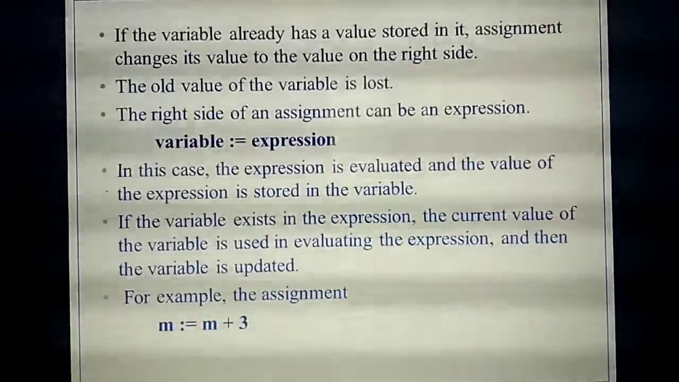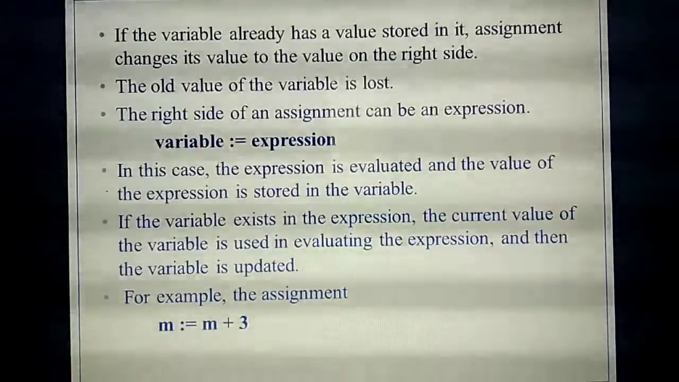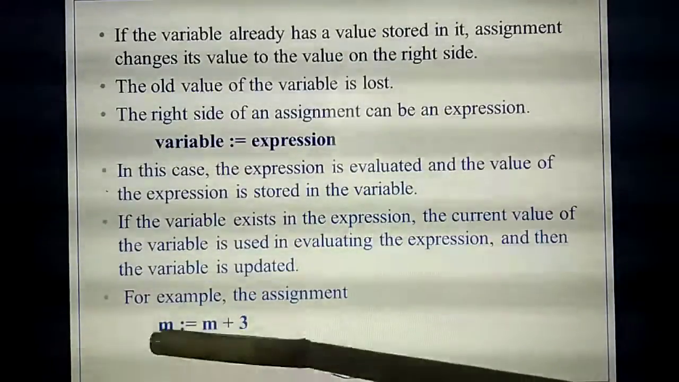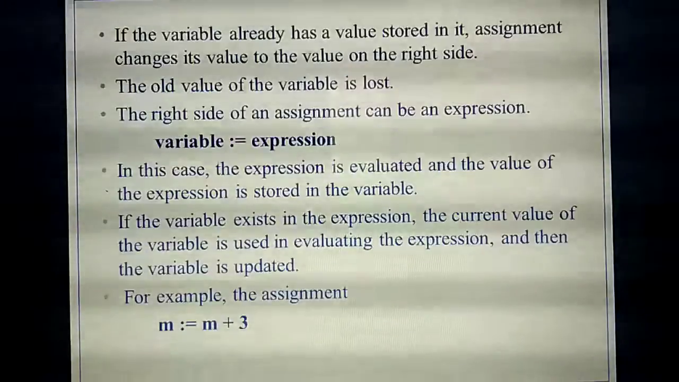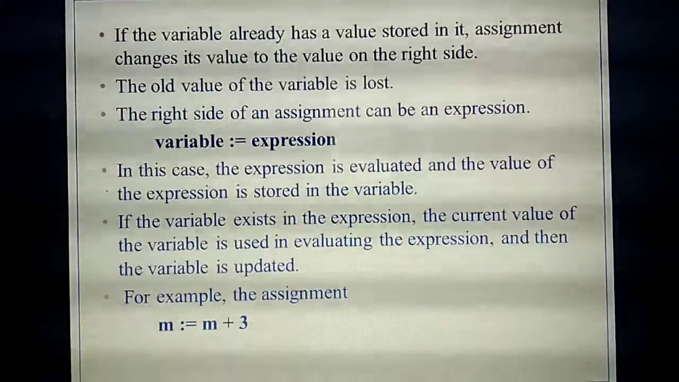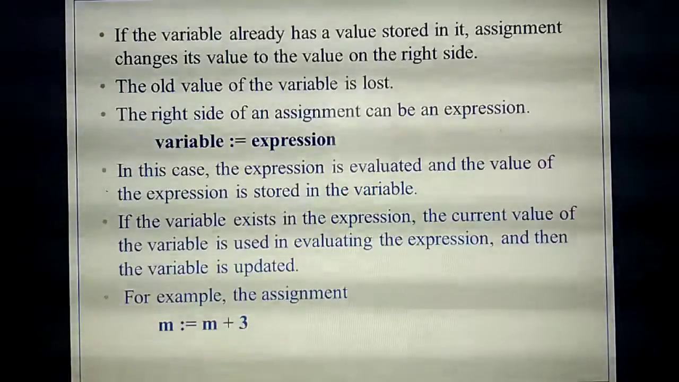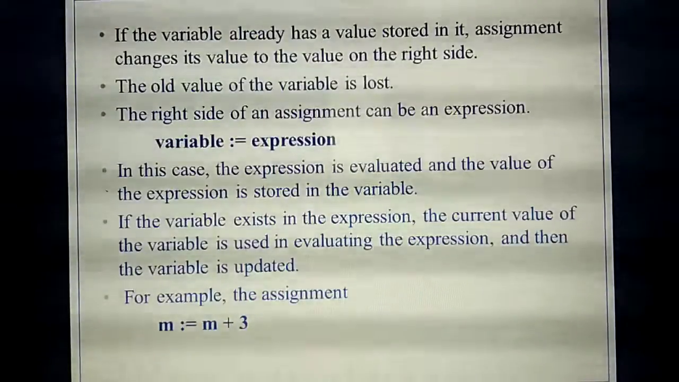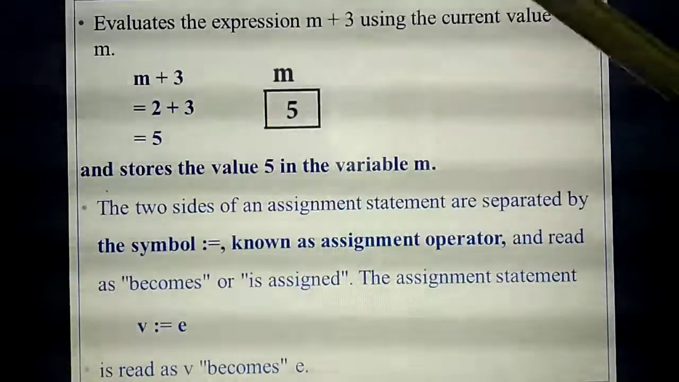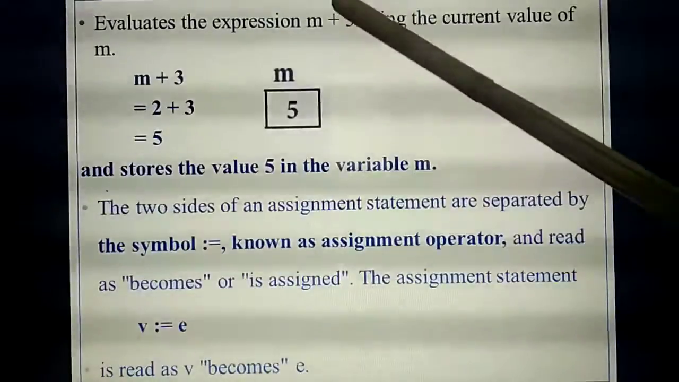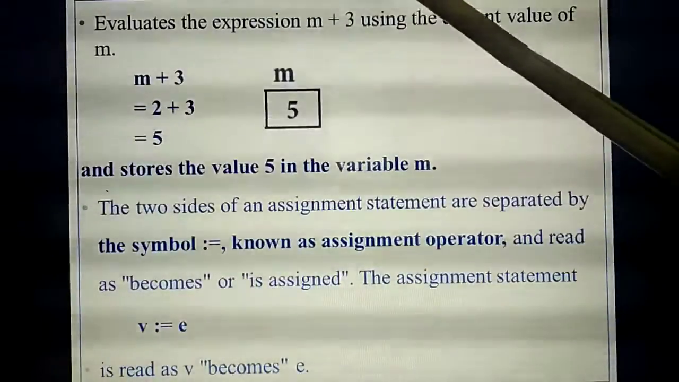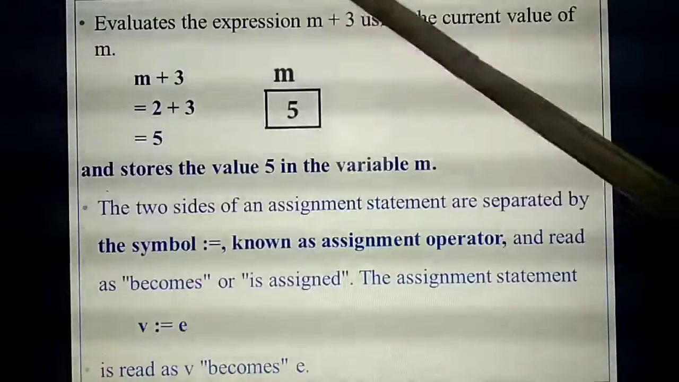Already, what's the value of M you have given? M is 2. You are changing the value of M now. What's the old value of M? 2. After changing the value of this variable, the old value will get lost. Understand? See, in the place of expression, you are giving M plus 3, isn't it? So what's the current value of M now?